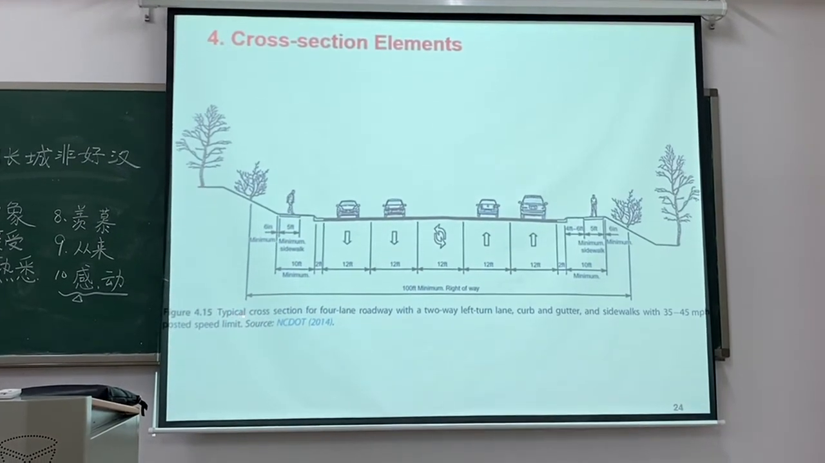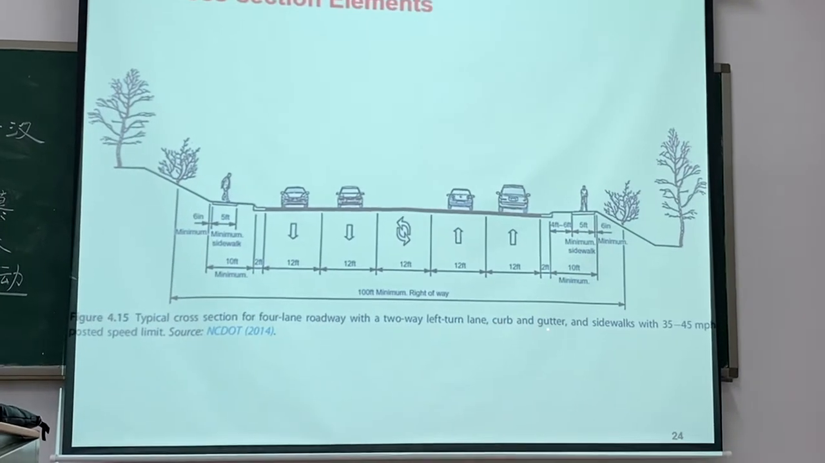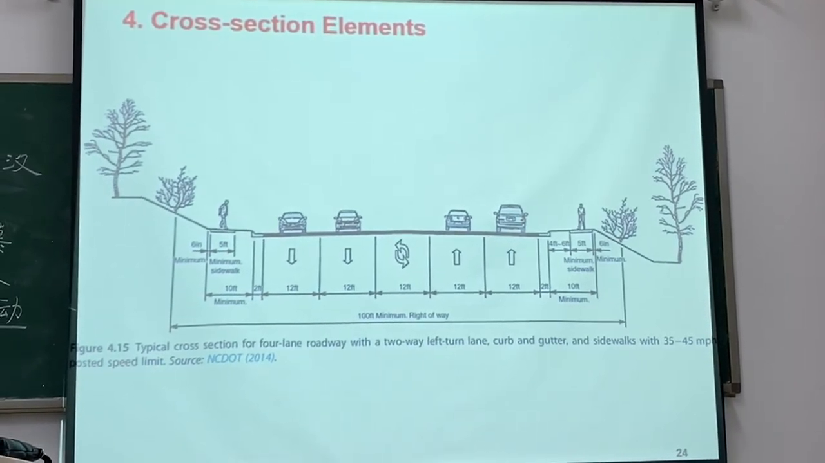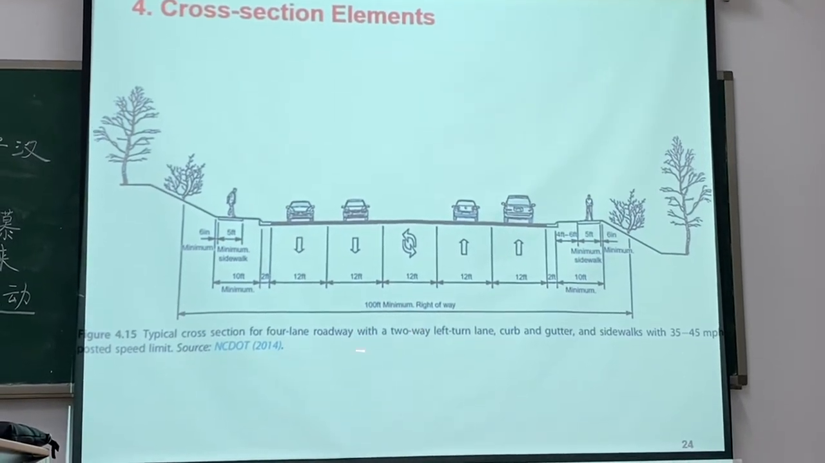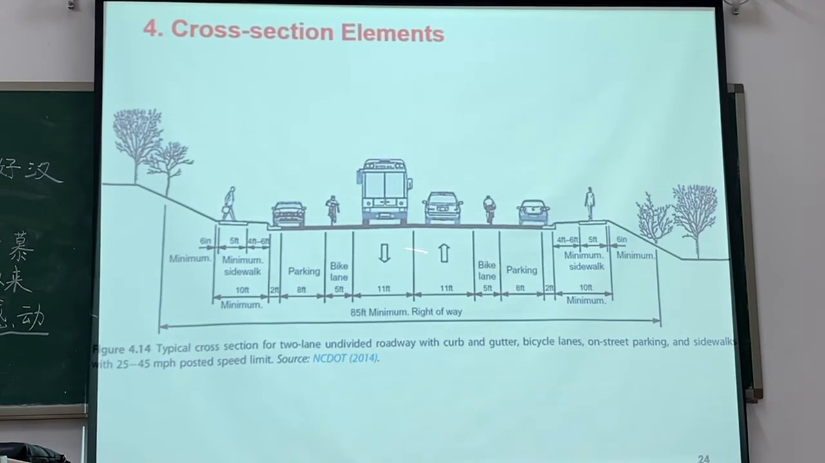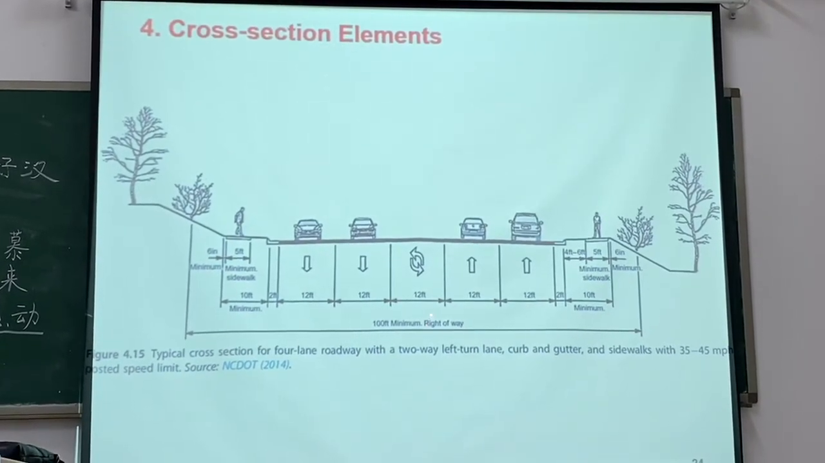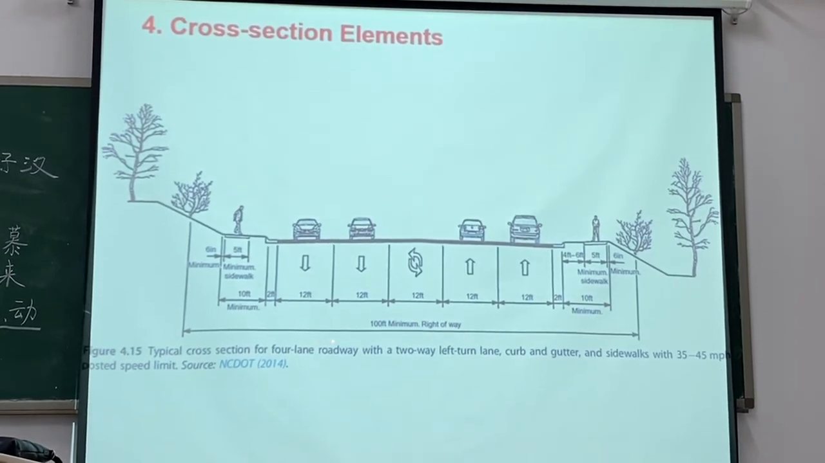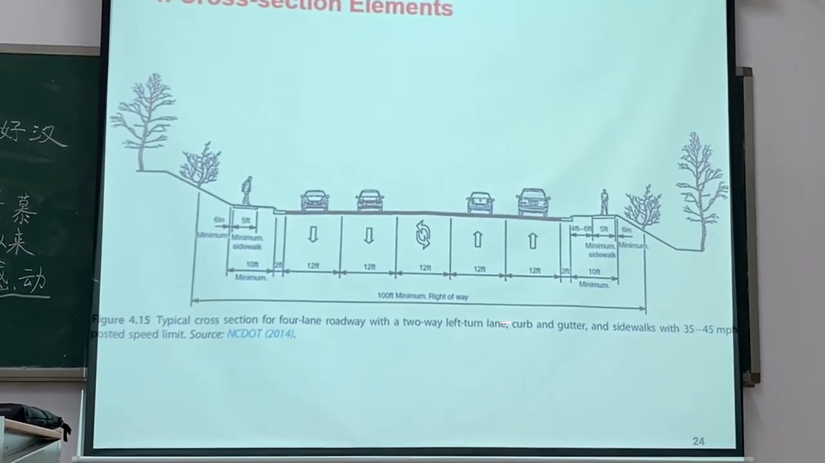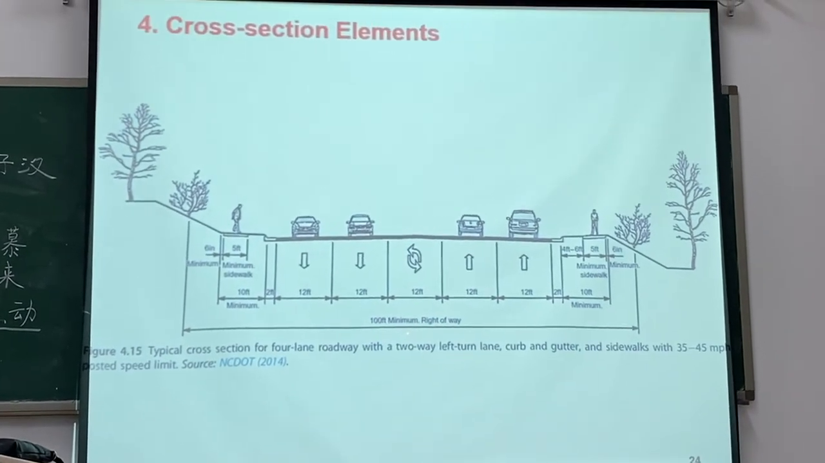From this, we can know the typical cross section for a four-lane roadway with a two-way left turn lane, curb and gutter, and sidewalk with a 35 to 45 mph posted speed limit. The two-way left turn lane. These are undivided roadways. So the minimum right of way is 100 feet. So with two lanes left and right, the right of way of the road is larger.